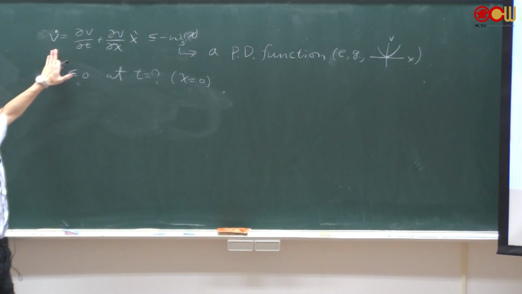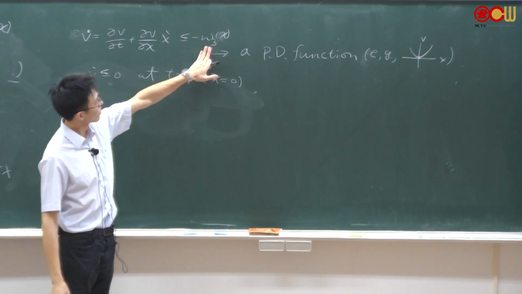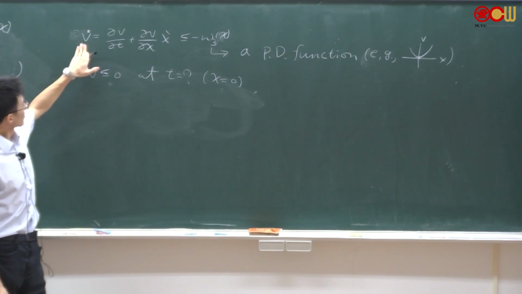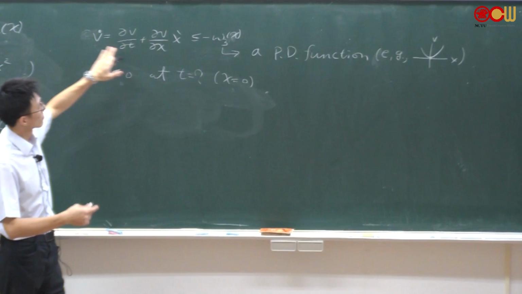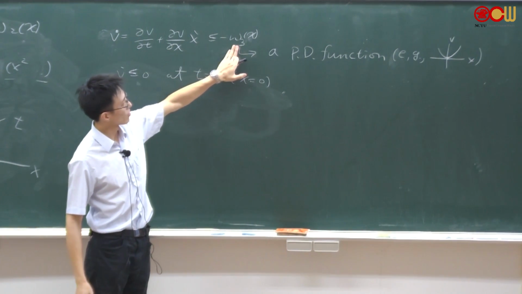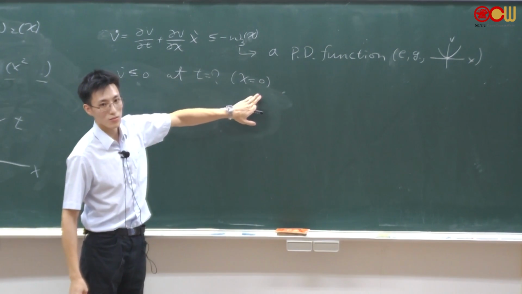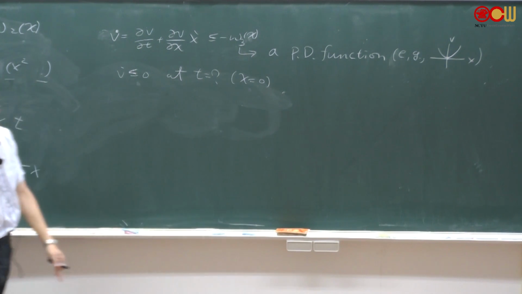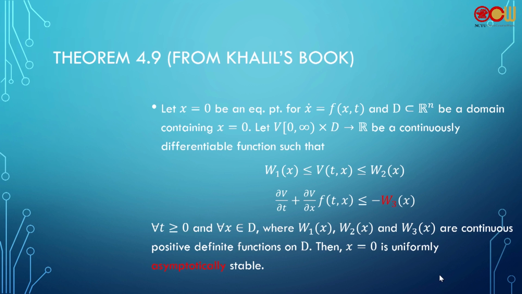So V dot is upper bounded by a negative PD function. So when it starts decreasing, it means V dot is 0. So for this to be 0, x will be 0 because it's a PD function. Yeah, 懂吗? Again, we don't know the solution of x.